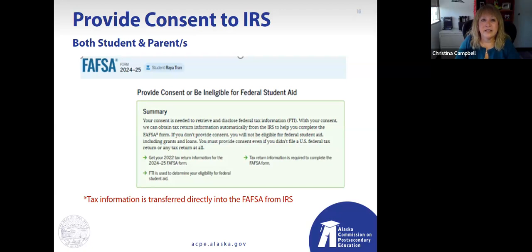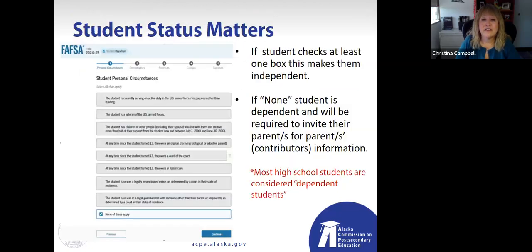If consent is not given, and they say no, or they don't do it, then the student will not be eligible for federal aid. So consent must be given. They're going to transfer the IRS information directly from the IRS. Student status is still the same, only it looks like this now.